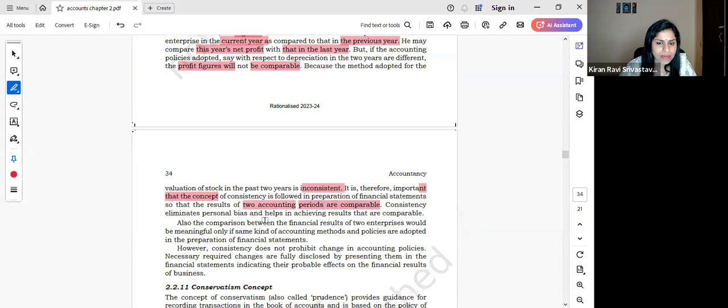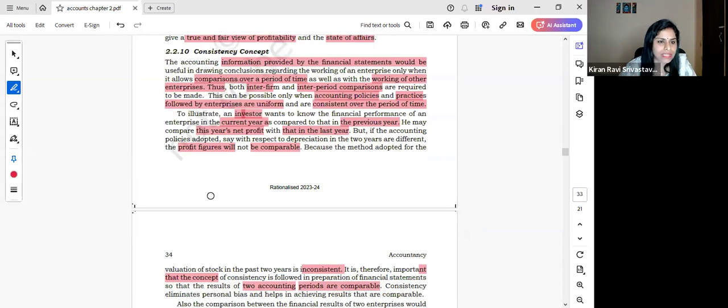Also, the comparison between the financial statements of two enterprises would be meaningful only if the same kind of accounting methods and policies are adopted in the preparation of financial statements. So this much only is needed. If you write 4-5 lines about consistency, that is enough. You need not write this big. You are not expected to write 2 to 3 paragraphs of answers.